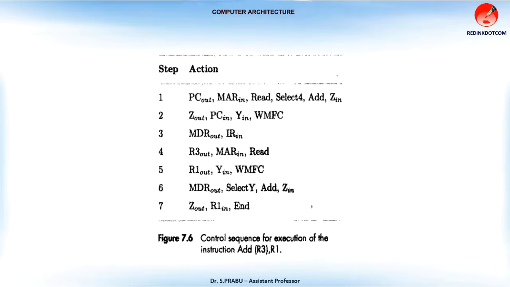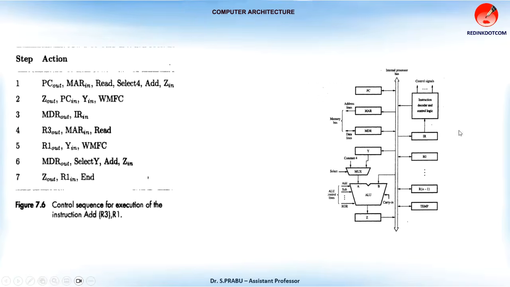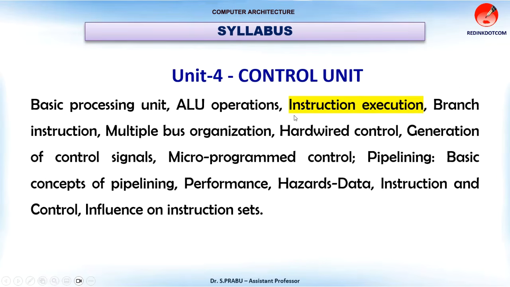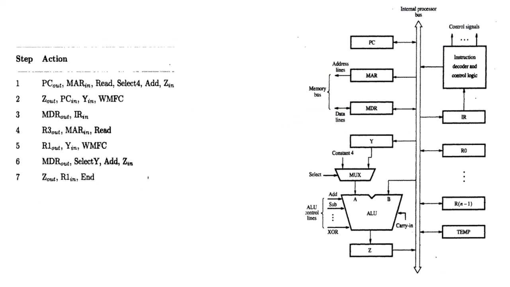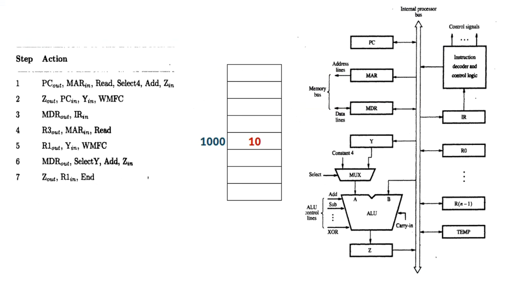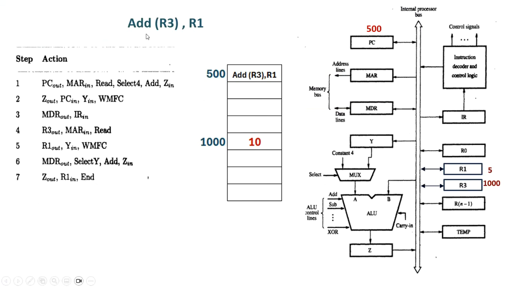Now let's look at the complete set of control signals for a single instruction. They are shown here in this table. This represents the actual concepts of instruction execution that are discussed in this unit. To help you understand this clearly, I have added the necessary data in both the RAM and the processor registers. The example instruction is given as add (R3), R1. Let's see how this instruction can be executed by means of this set of control signals.